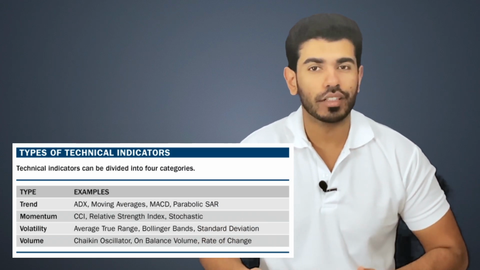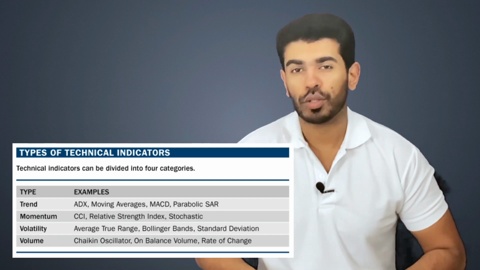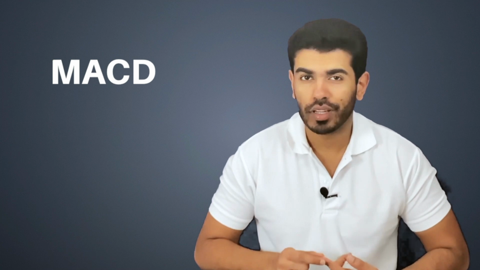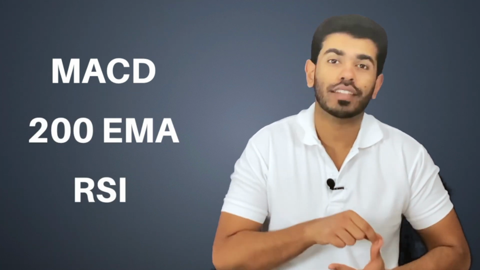As a day trader, there are quite a lot of different indicators which you can use. For intraday trading, there are three indicators which I personally use, and I'll be covering those in this particular video. These three indicators are MACD, 200 EMA, and RSI.